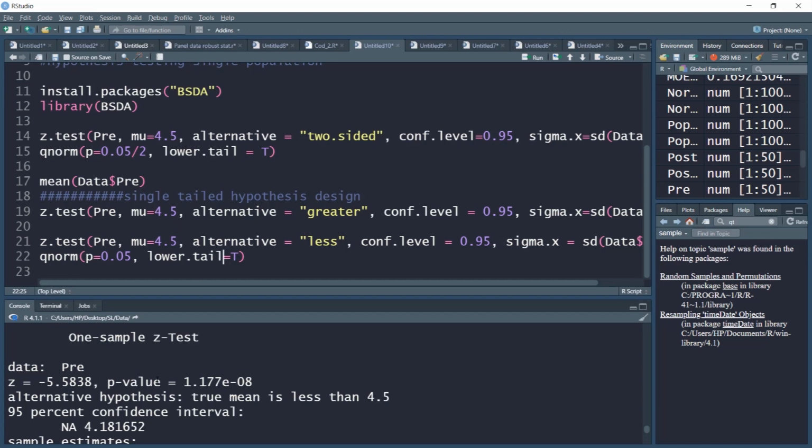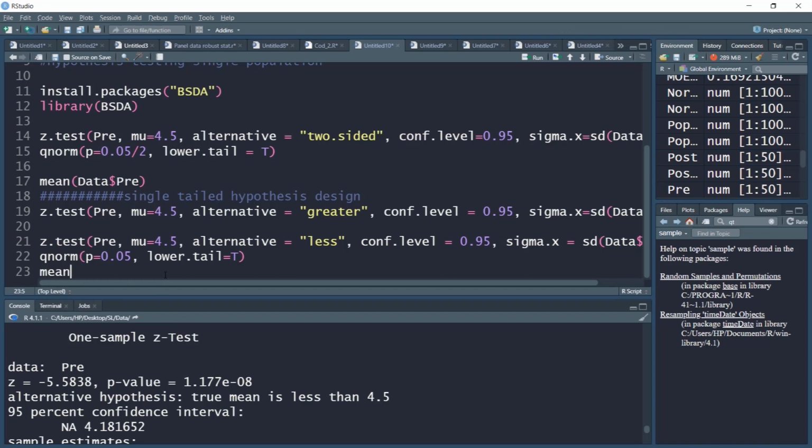Second point, we could have easily inferred the same by just looking at the p-value. P-value is so small, it is almost close to 0, indicating that with a lot of significance, we can reject the null and state that mean is much less than 4.5, and the result is statistically very, very significant.